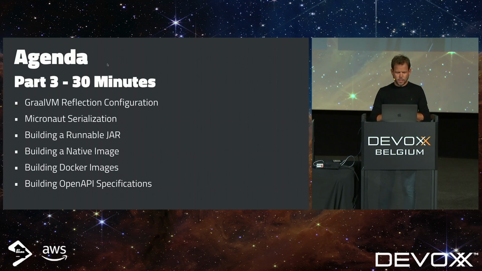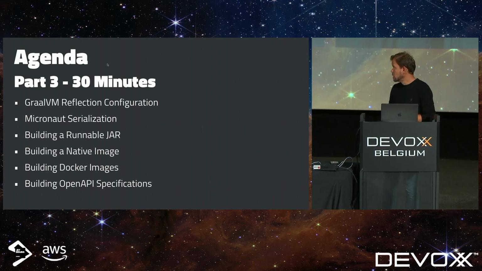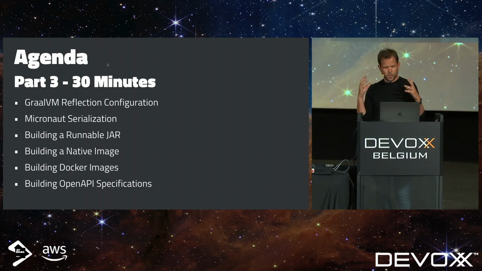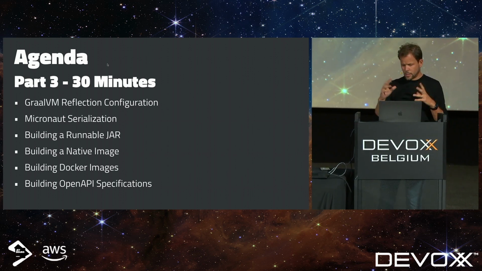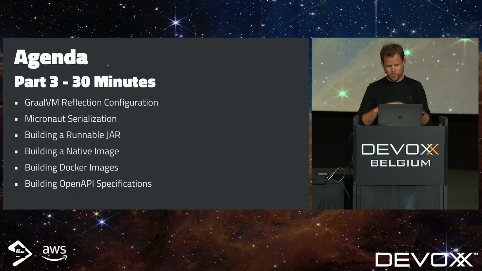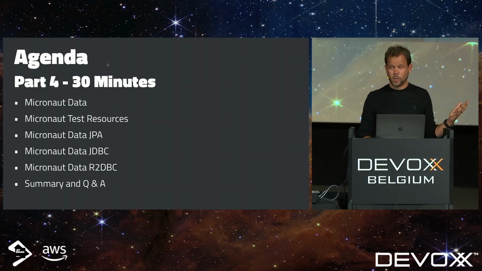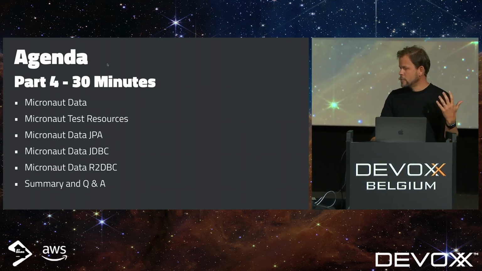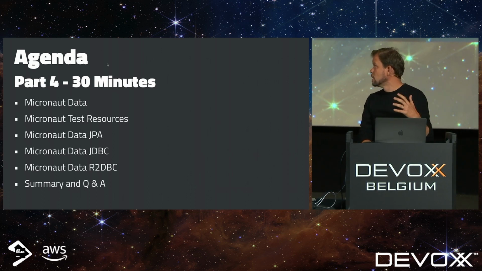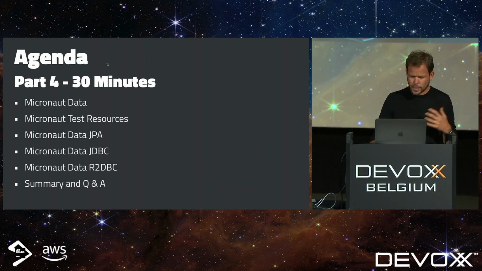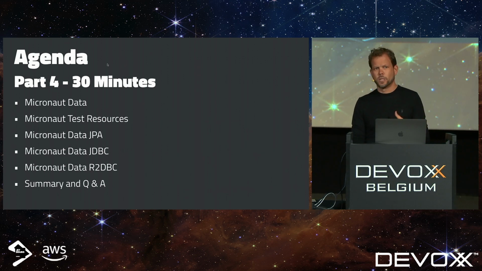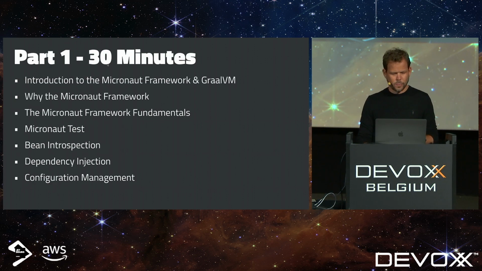We'll have a break in the middle of all of this before we get to part three, where we will go into GraalVM, how to build native images, how to deal with reflection, looking at things like Micronaut Serialization, how to build Docker images, and OpenAPI specs. And then we'll look at Micronaut Data and more recent things like test resources, how to do Micronaut Data with different implementations from JPA to JDBC. And we'll have time for summary, Q&A, and so forth.